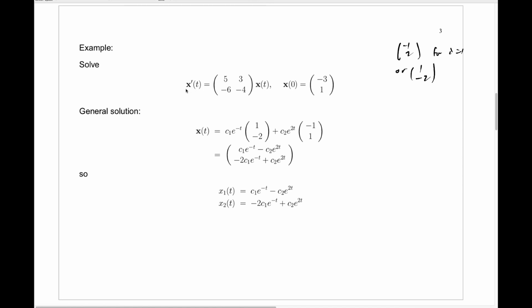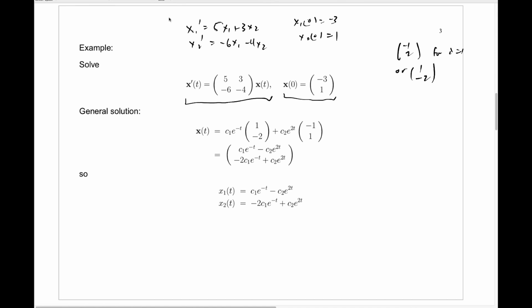We have the same system of linear differential equations. X prime of t is this matrix A times x of t, only now I'm giving you an initial condition, x of 0 equals -3, 1. Remember, I'll rewrite that. That's saying to solve this system, x1 prime is 5x1 plus 3x2, x2 prime is -6x1 minus 4x2, and saying that the vector x at 0 is -3, 1 means x1 of 0 is -3 and x2 of 0 equals 1.